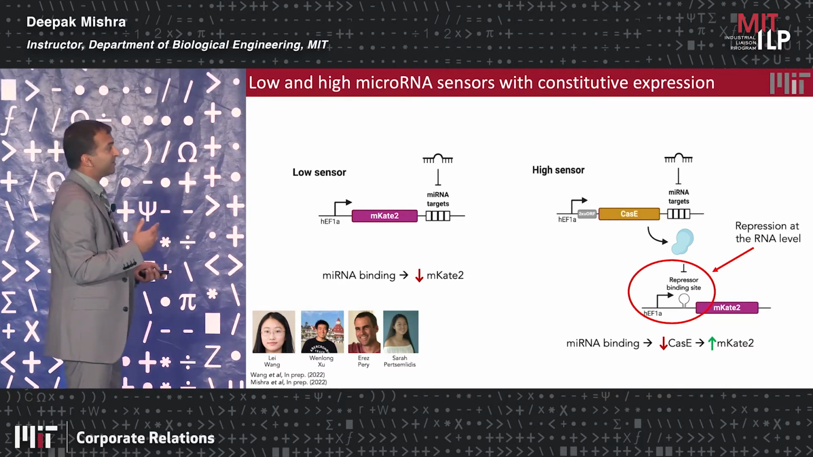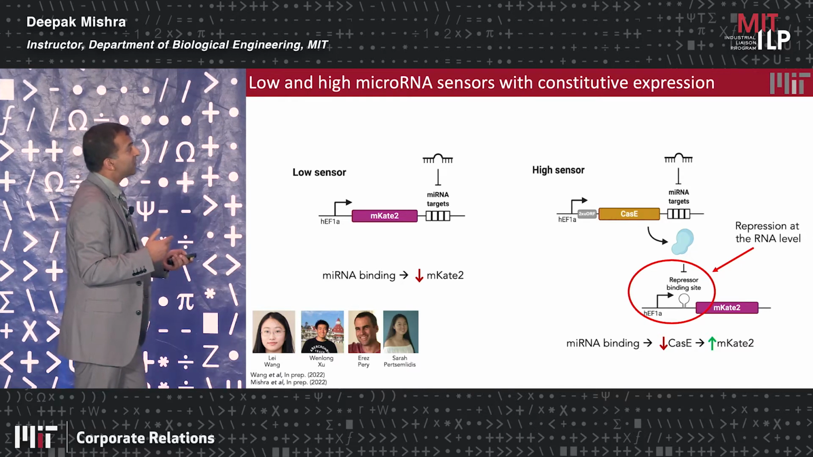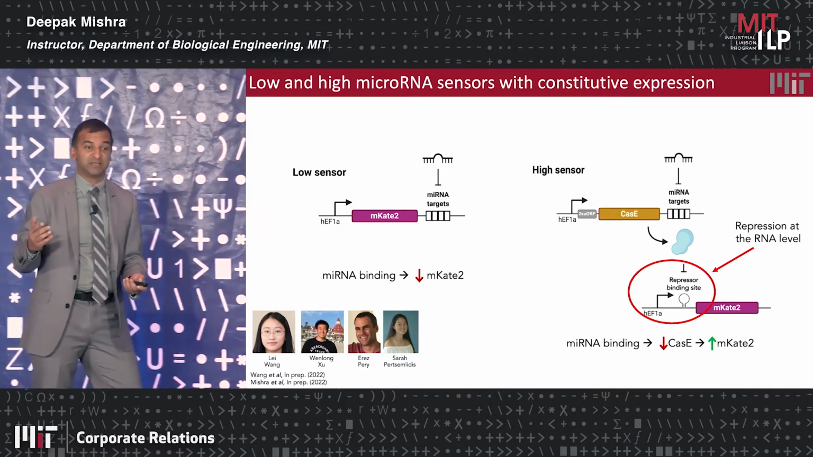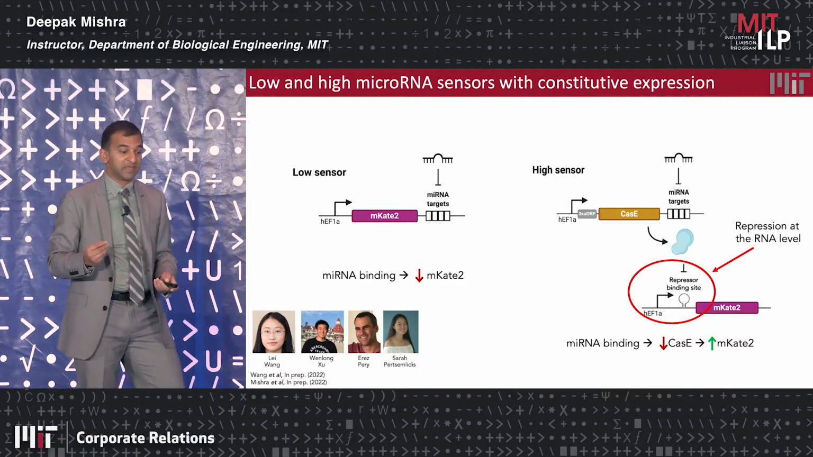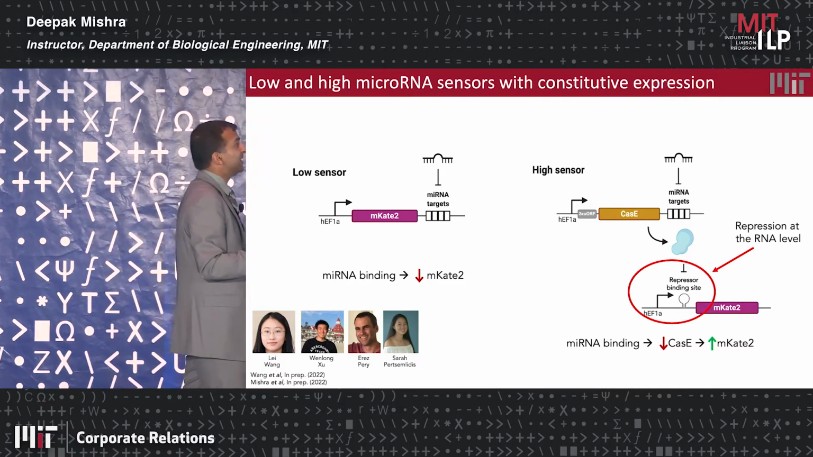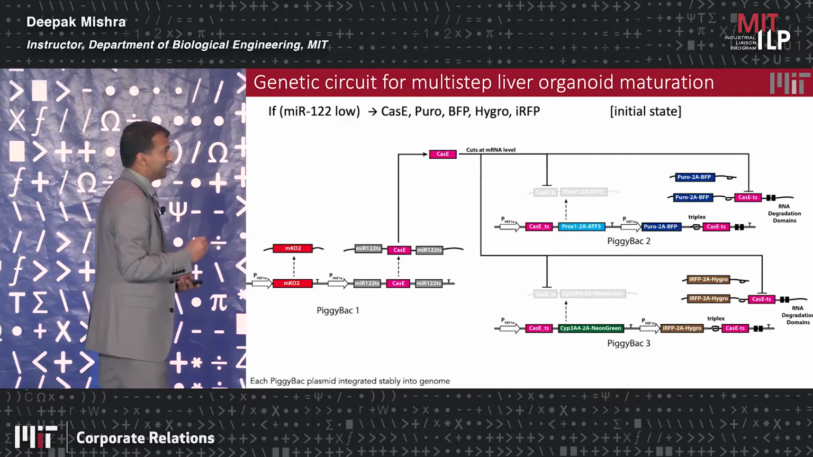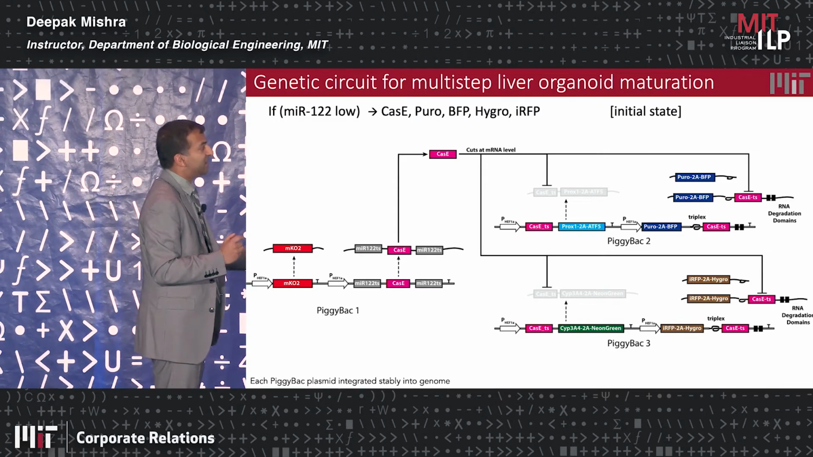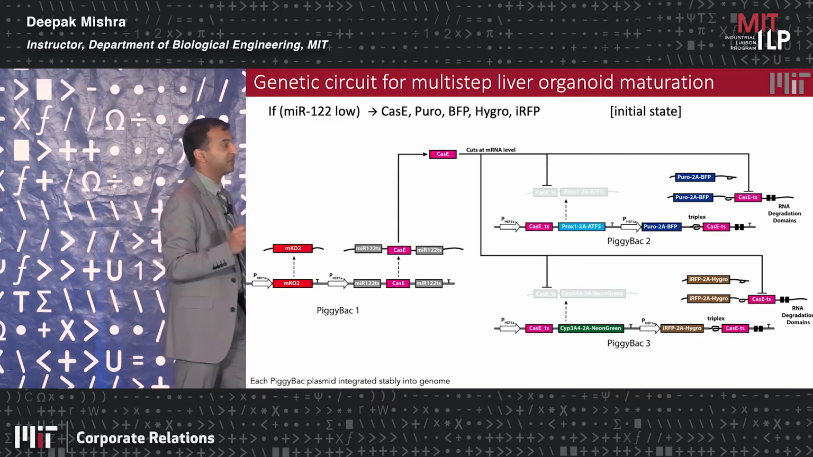We've been working on these systems in stem cells where now we have our microRNA targets on the 3' end of our fluorescent proteins, and then we introduce our Cas or endoribonucleases, so it's at the RNA level. And what that looks like then is we can create circuits like this, where we have our endoribonuclease flanked by microRNA 122, which is specific for the liver.